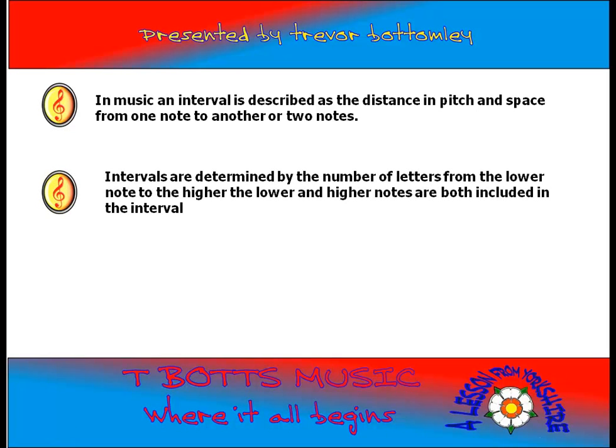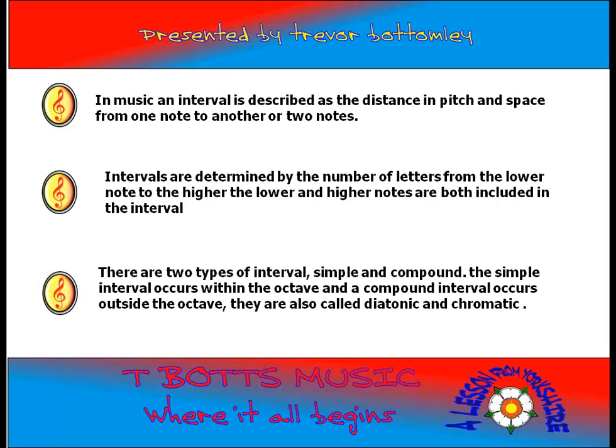Intervals are determined by the number of letters from the lower note to the higher. The lower and higher notes are both included in the interval. There are two types of interval, simple and compound. The simple interval occurs within the octave and a compound interval occurs outside of the octave. They are also called diatonic and chromatic intervals.